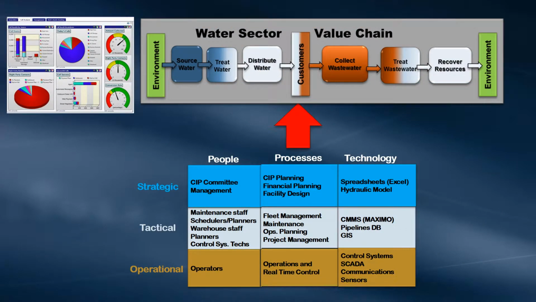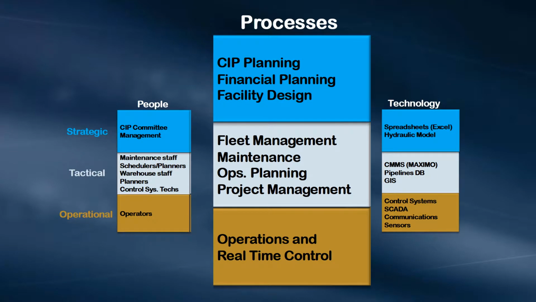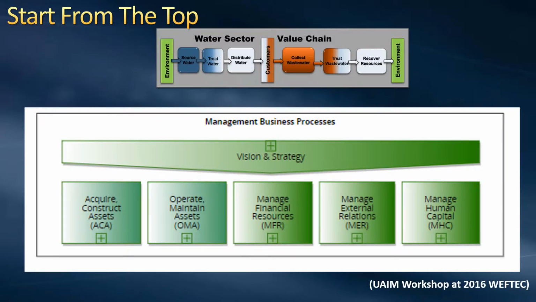The framework shows us how value is created in a utility. We will start by focusing on the middle column, the business processes. UAIM uses business process modeling to document, understand, and analyze how the work gets done. This documentation, the business process models, are the foundation of our improvement methodology. Business process models are organized in a hierarchical structure.